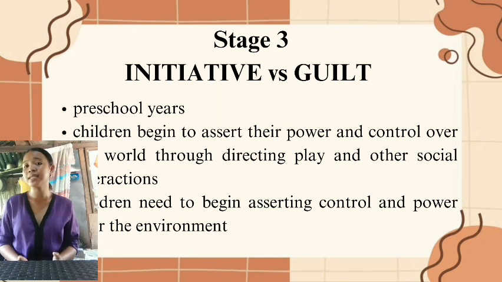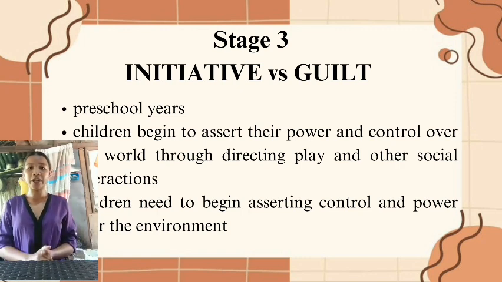So, the outcomes: the major theme of the third stage of psychosocial development is that children need to begin asserting control and power over the environment. Success in this stage leads to a sense of purpose. Children who try to exert too much power experience disapproval, resulting in a sense of guilt. When an ideal balance of individual initiative and a willingness to work with others is achieved, the ego quality known as purpose emerges.